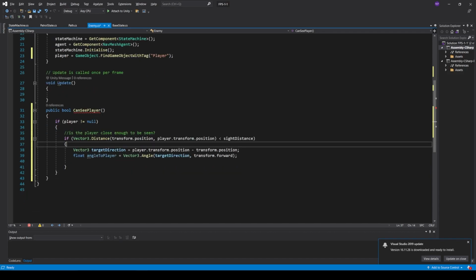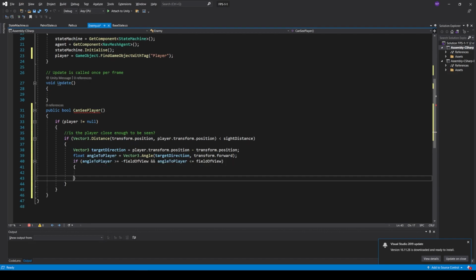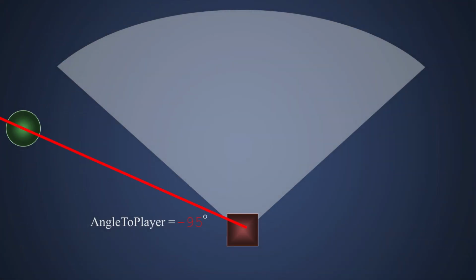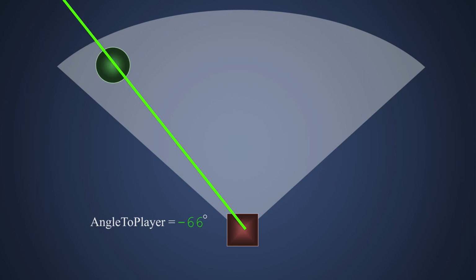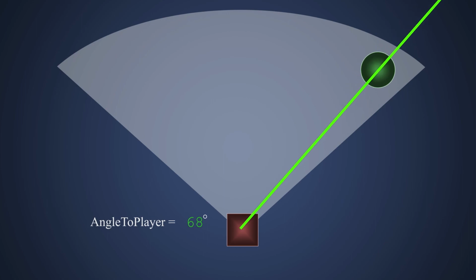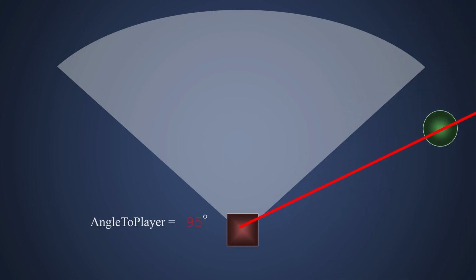So next we want to calculate if our player is within the bounds of our enemy's field of view. So we want to check if angleToPlayer is greater than or equal to the negative field of view value, and angleToPlayer is less than or equal to field of view. So at the top of the script, we've assigned our field of view value to 85. So what we are checking is if the angle to our player is greater than negative 85 and less than 85, then our player is within the bounds of our enemy's field of view.